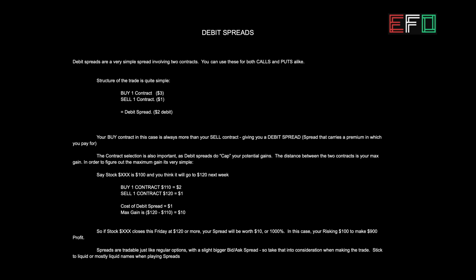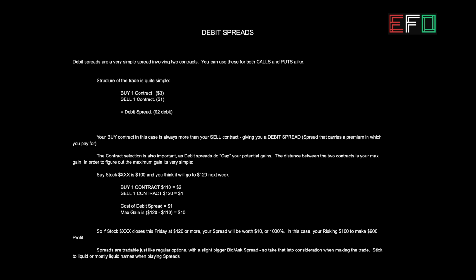The contract selection is also important, as debit spreads do cap your potential gains. The difference between the two contracts is your maximum gain. In order to figure this out, it's pretty simple. Say stock X is $100, and you think it's going to go to $120 next week. So you buy one contract at $110, say it's $2, and you sell one contract at the $120 strike for $1. So your cost of this debit spread will be $1.